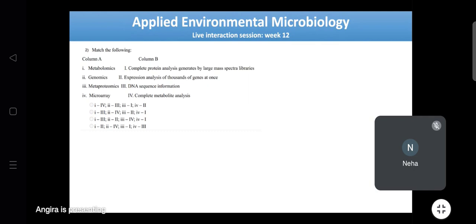So the first column has metabolomics, genomics, metaproteomics, microarray, and column B has complete protein analysis generated by large mass spectra libraries, expression analysis of thousands of genes at once, DNA sequence information, complete metabolite analysis. So basically all these options you have to match up between column A and column B.